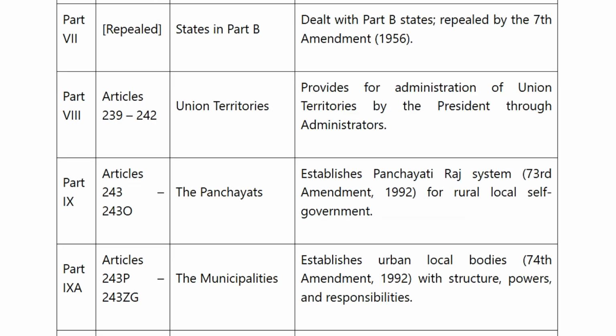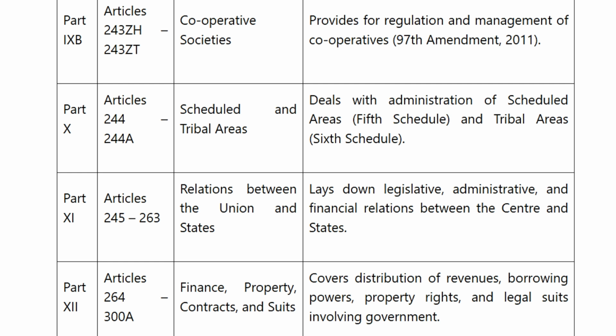Part IXA, Articles 243P to 243ZG. The Municipalities. Establishes urban local bodies, 74th Amendment, 1992, with structure, powers, and responsibilities. Part IXB, Articles 243ZH to 243ZT. Cooperative Societies. Provides for regulation and management of cooperatives, 97th Amendment, 2011.